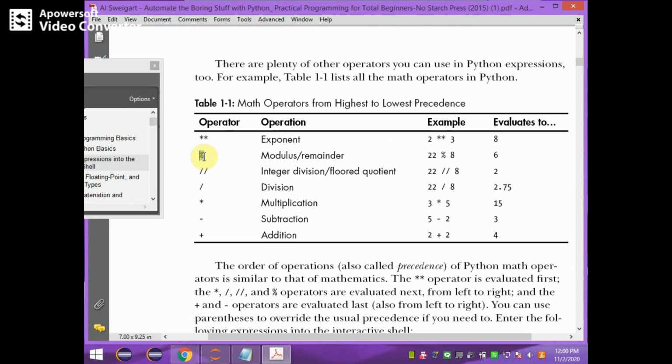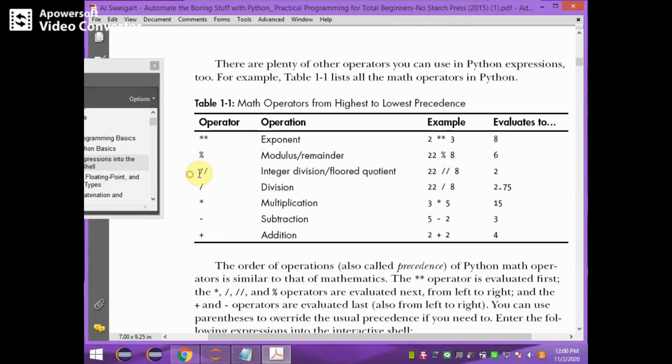Next precedence is taken by the modulus operator, that is the percentage sign. Modulus gives the remainder after the division. For example, if you do 22 % 8, it gives the modulus or remainder after the division as 6. 8 twos are 16. Okay, 22 minus 16 equal to 6.